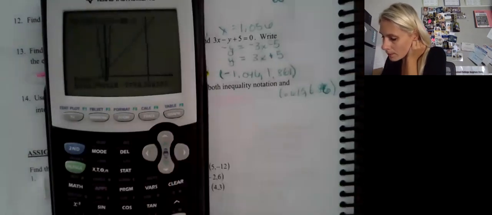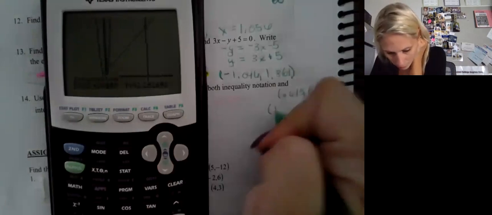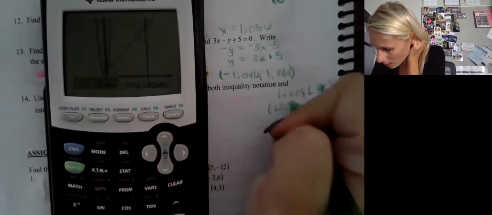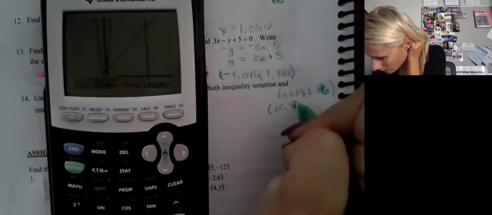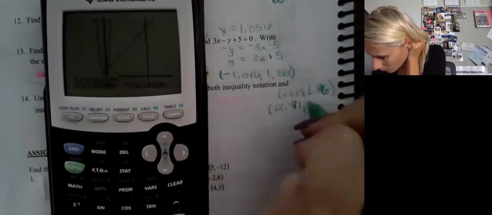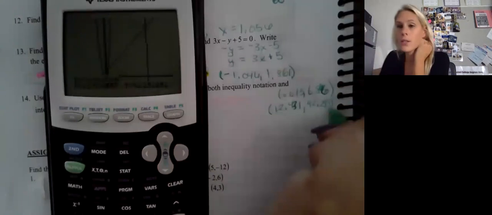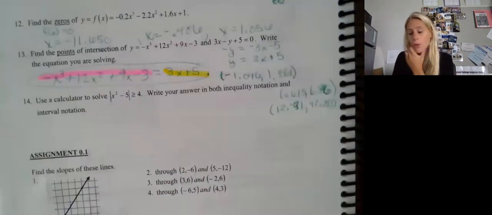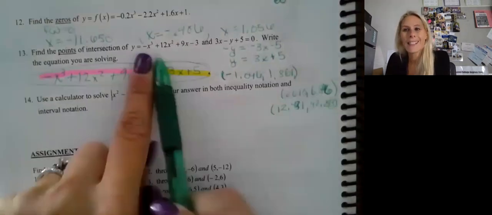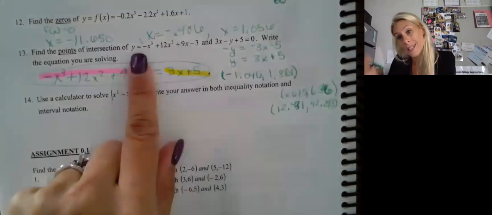1, 2, 3. So there we go. We get 12.40431. I got a round, right? Comma 42.293. So 1, make sure you're going in the right direction, but 2, make sure you analyze the equation to see how many intersections you predict.